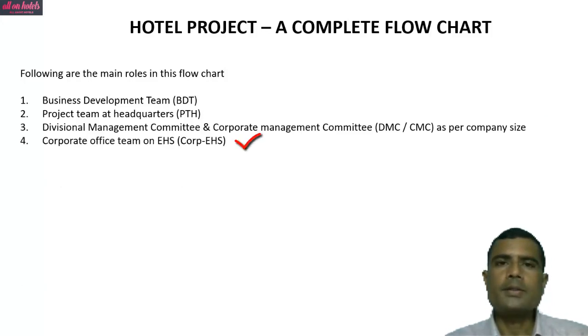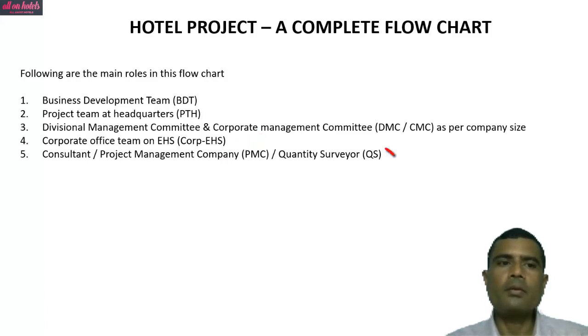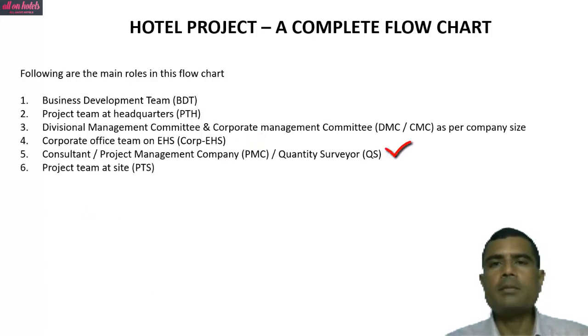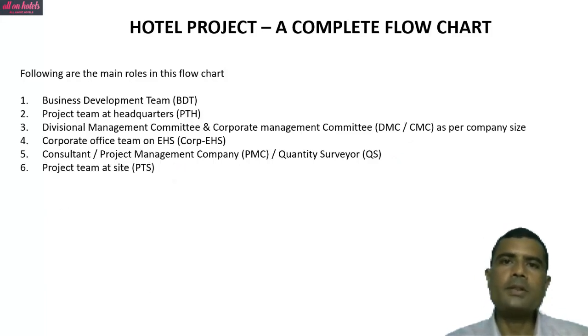Fourth is the corporate office team on EHS. So you may have a corporate EHS, environment health safety team. The consultant, project management company PMC, and quantity surveyor are the fifth role. Sixth is project team at site, PTS. So there are two project teams: one is project team at hotel and the other is project team at site.